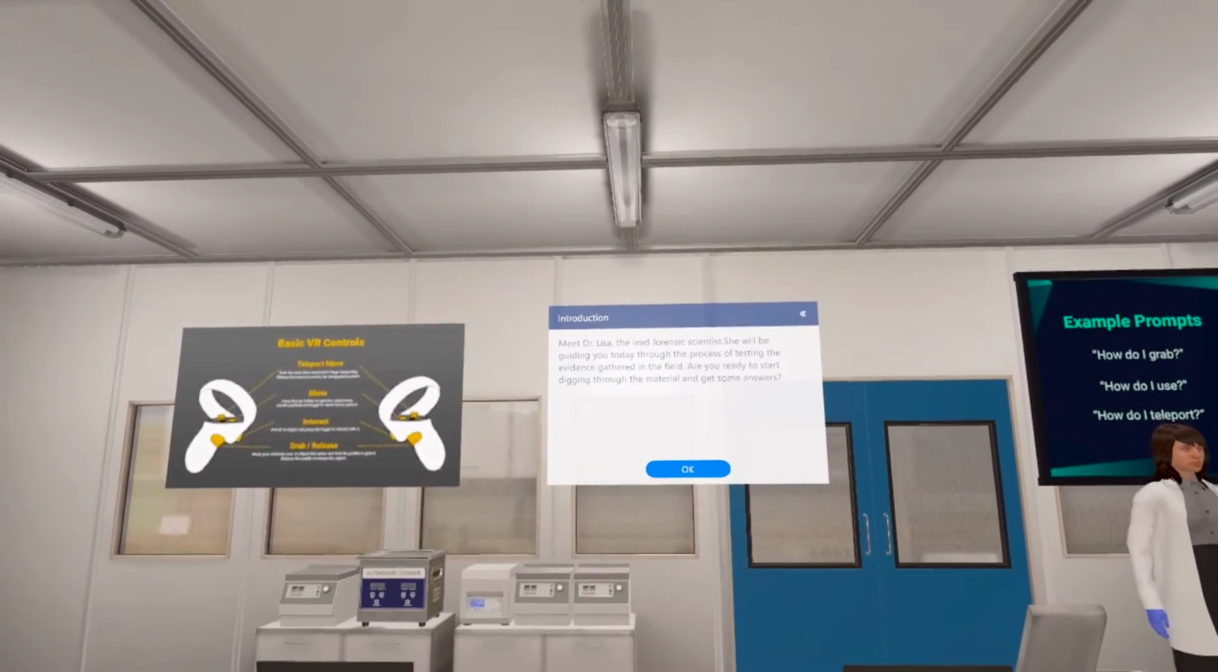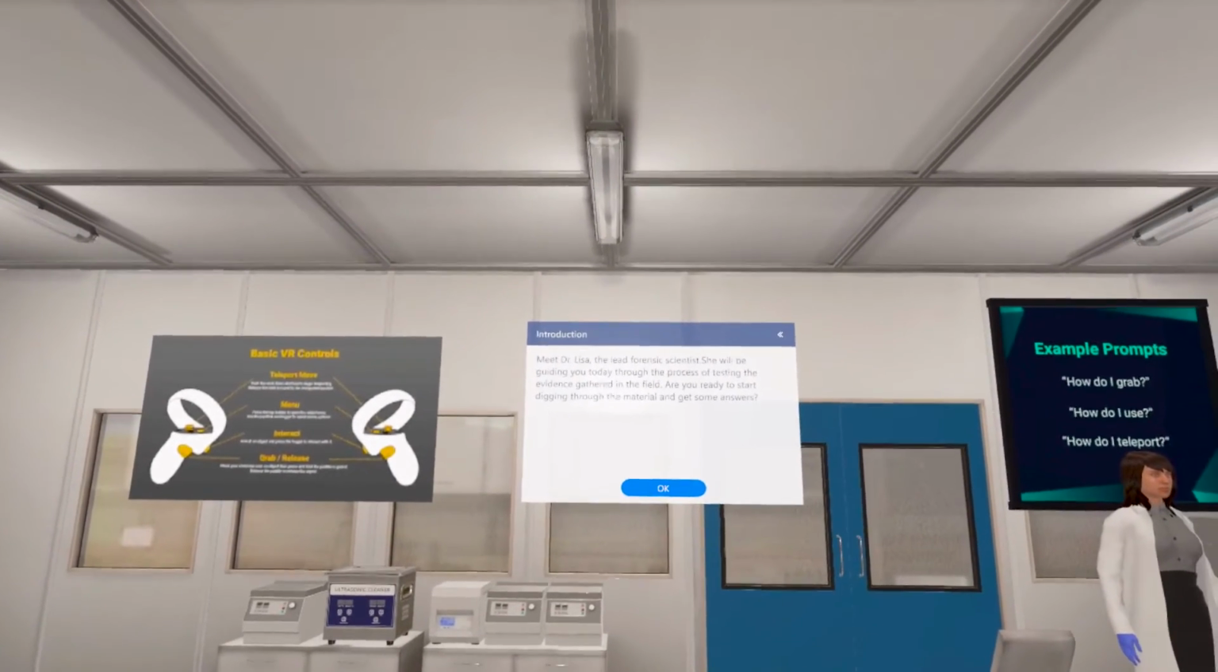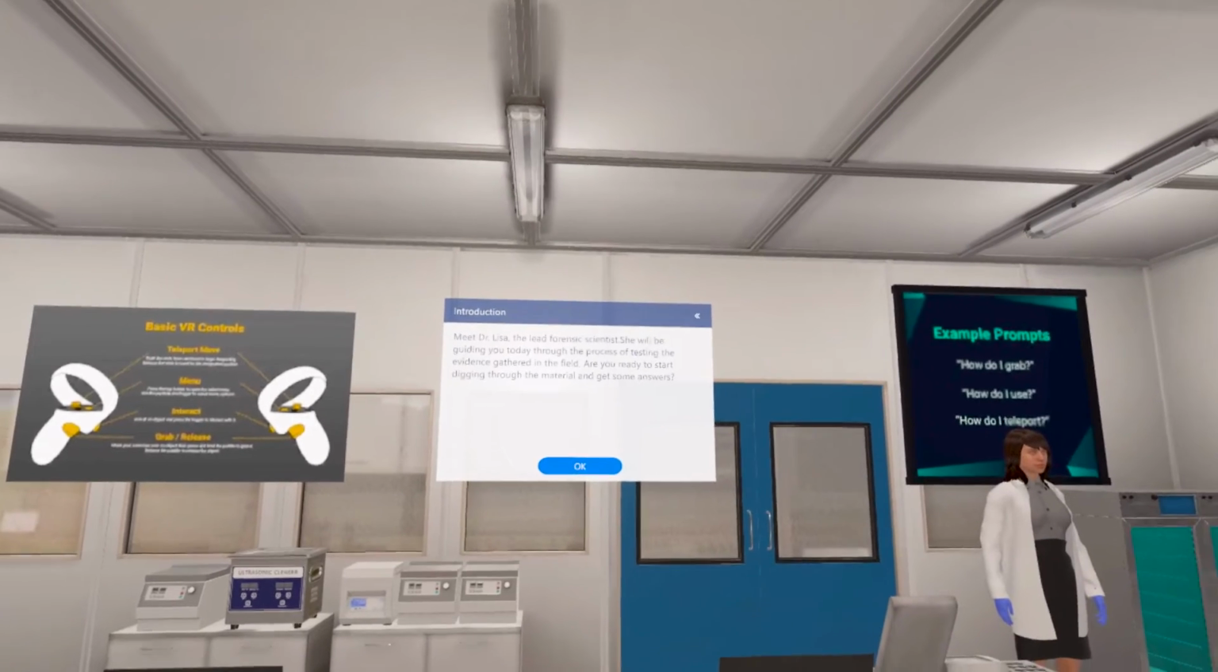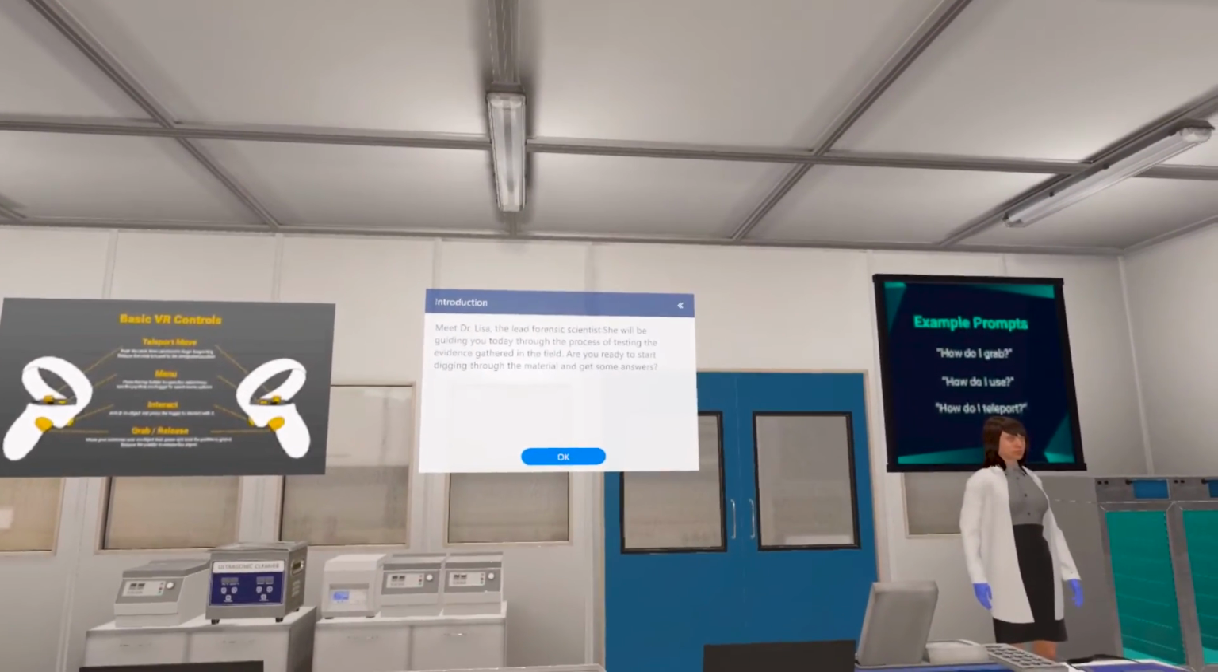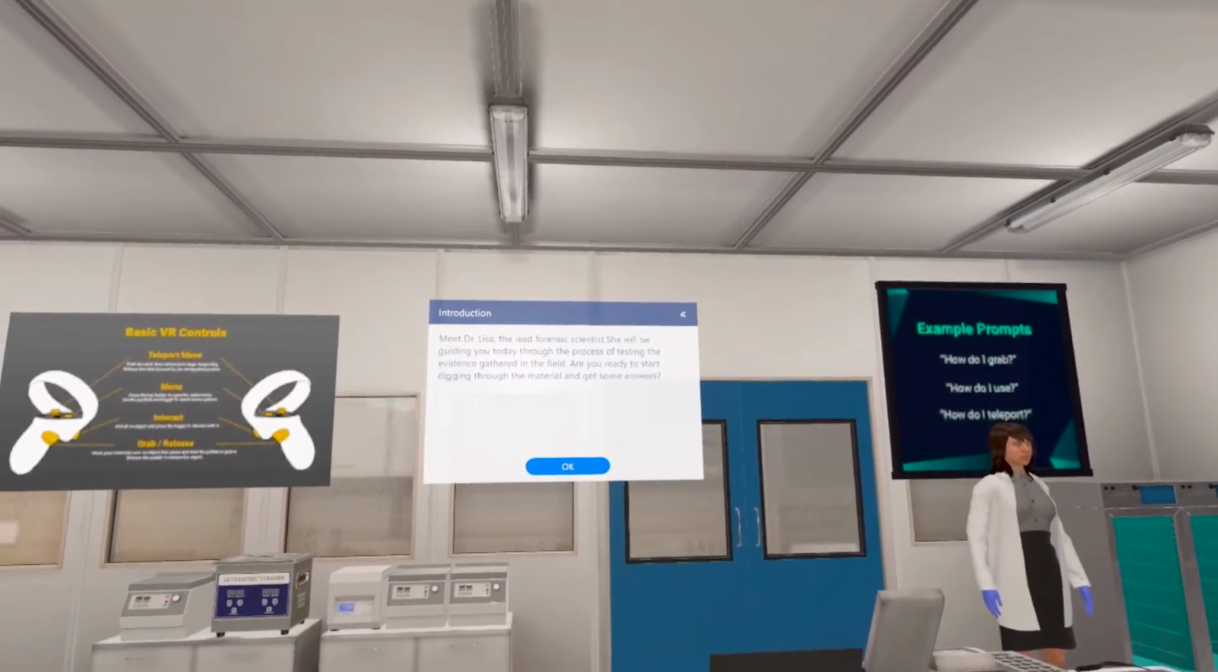Meet Dr. Lisa, the lead forensic scientist. She will be guiding you today through the process of testing the evidence gathered in the field. Are you ready to start digging through the material and get some answers?